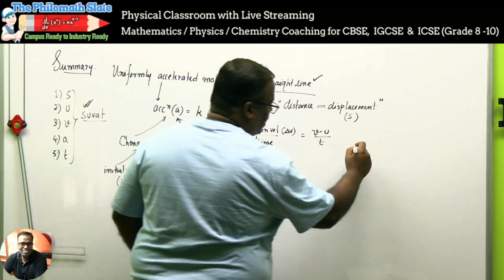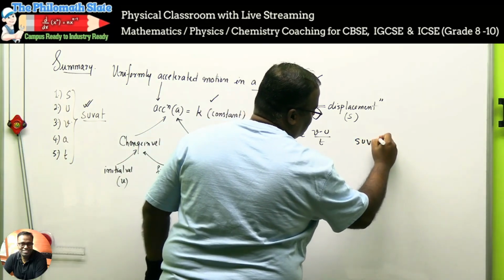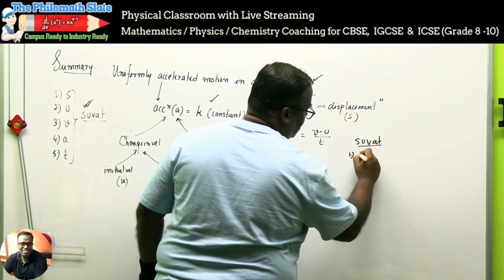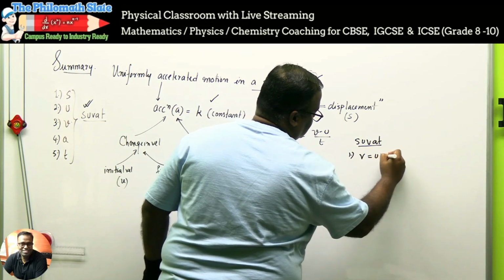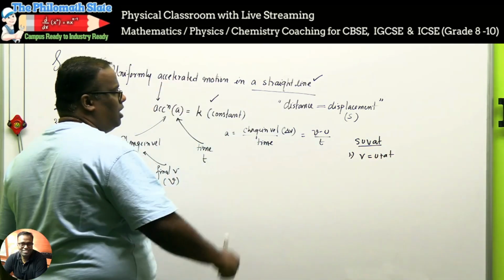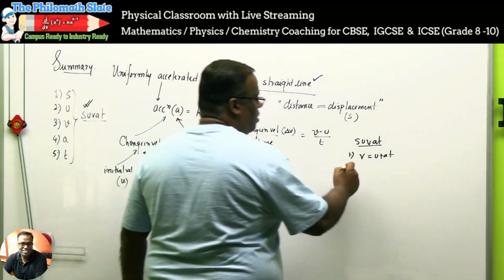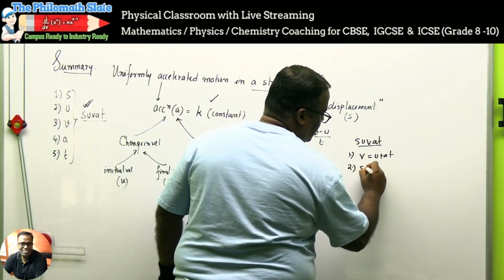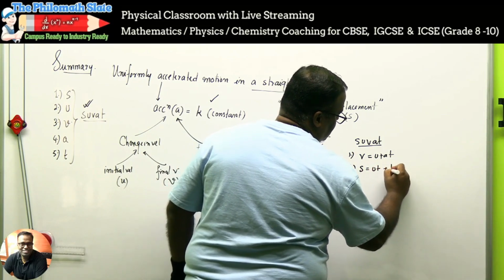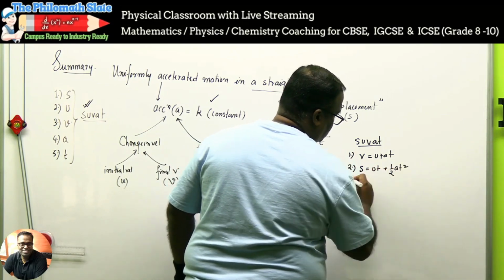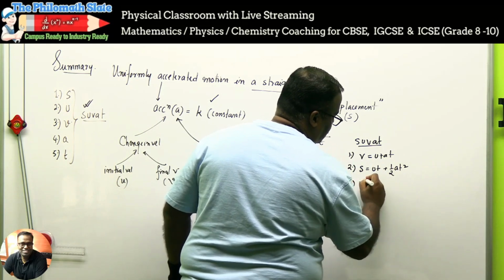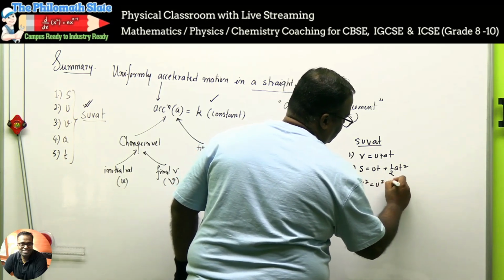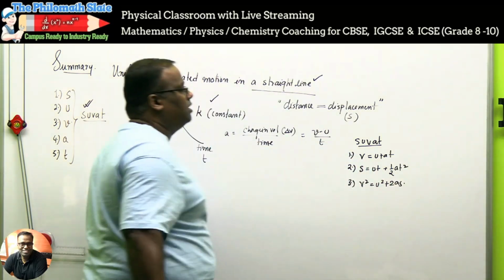So what are my SUVAT equations? Our SUVAT equations are v is equal to u plus at. I would not go here into deriving this equation, but you should know v is equal to u plus at. s is equal to ut plus half at square. And the third one is v square is equal to u square plus 2as. These are the three equations.